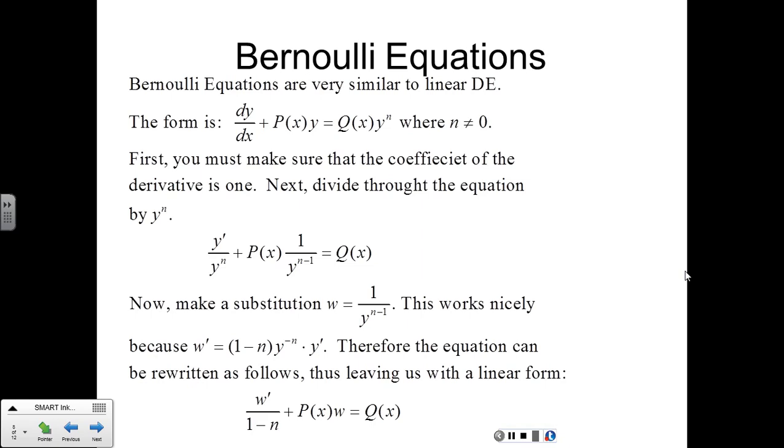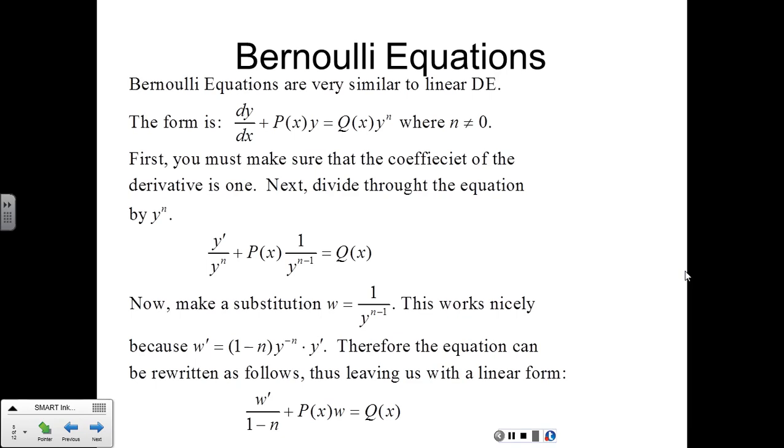Now we're going to do everything like linear, except we're going to do a substitution. What you do is divide through by y to the n. You're going to divide everything by y to the n, so you get the derivative over y to the n. When you divide y by y to the n, you'll get 1 over y to the n minus 1. And of course, you'll do that with whatever your q of x is over there.